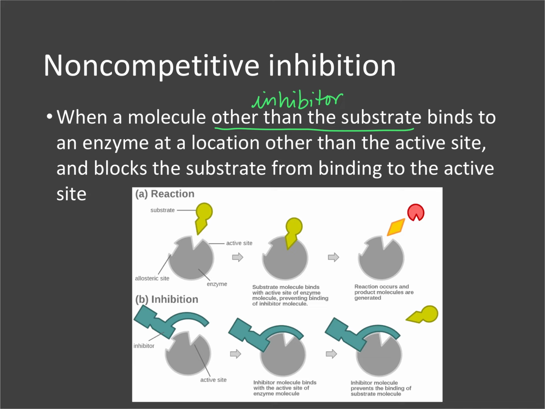So once again, in this picture down here, the top one is showing us a normal reaction where we have the substrate fitting into the active site of the enzyme, and the enzyme catalyzes the reaction to break that substrate down into its two pieces. In the bottom one, we see the inhibitor. In this case, the inhibitor is not binding to the active site, but it's binding to a secondary site. But the result is the same because, as you can see here, it's now blocking the active site. So the substrate can't get to the active site, which means that the enzyme cannot break down the substrate.